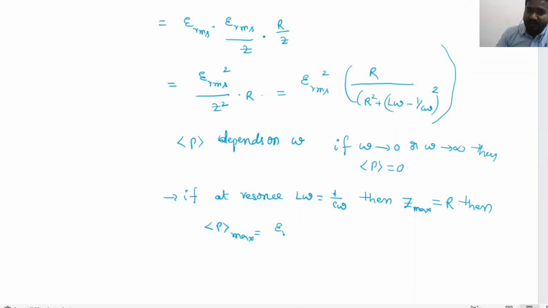That value you can take: E RMS square times R divided by Z square, with Z square as R square. Therefore, R and R get cancelled. Now you get the maximum power as E RMS square divided by resistance R. But in all other cases, the average power depends on frequency.